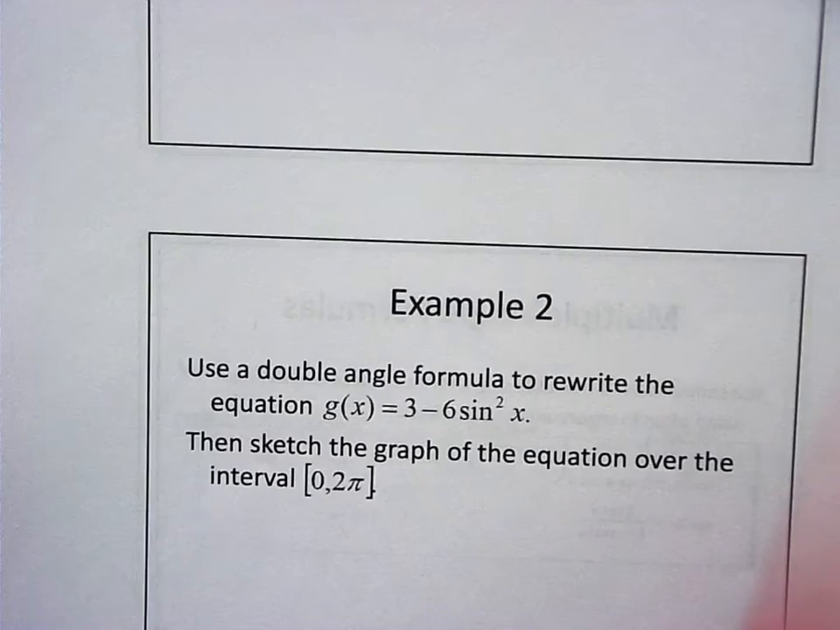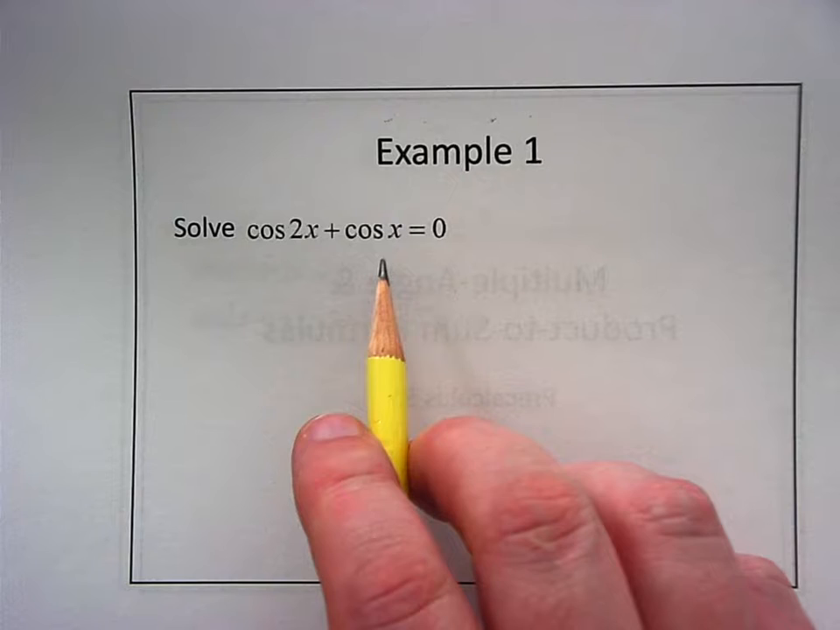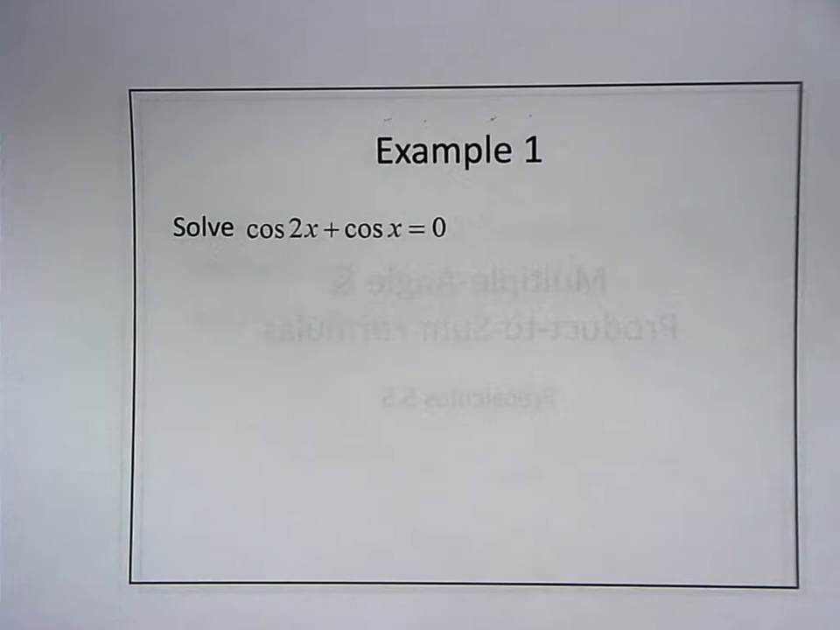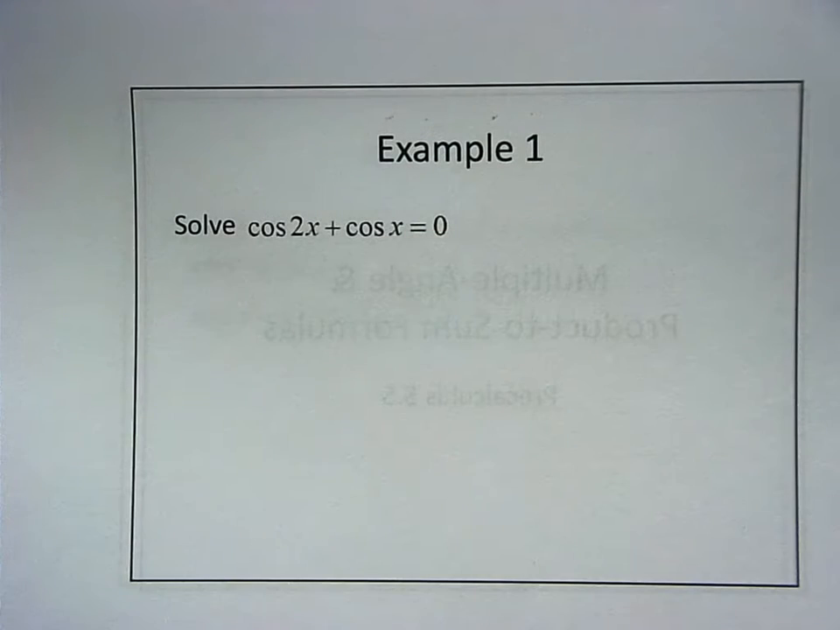But if I have something like this and I'm asked to solve it, okay? So solve cosine 2x plus cosine x equals 0. Can't solve it the way it is because I can't separate out cosine of x. Cosine of 2x and cosine of x are 2 different values, so I can't really work with those directly. So I need to replace the cosine of 2x. Since I have cosine of x here, I'm going to replace it with the one that has cosine of x in it, not with sine, because I don't want to deal with sine. I only want to work with one of them.